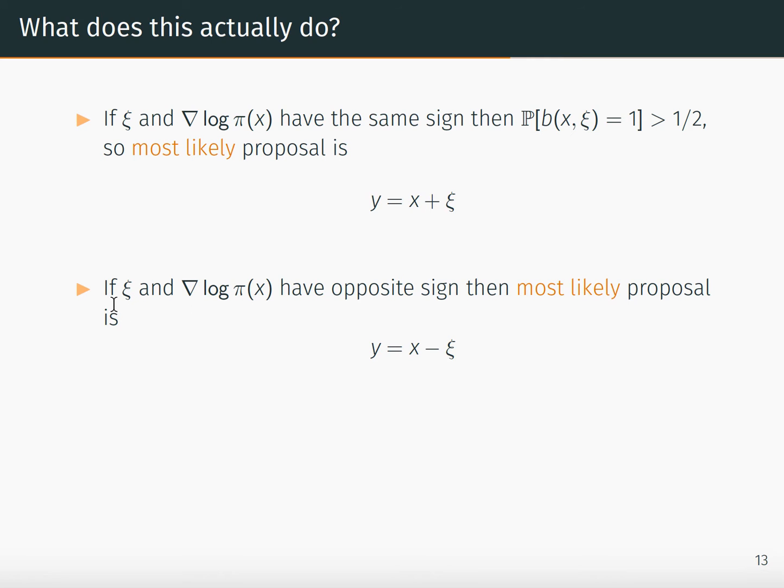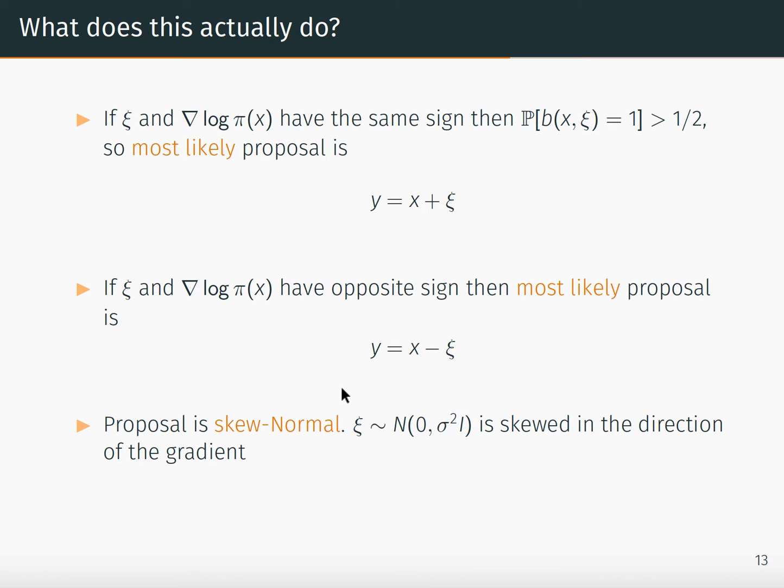So you're going to move uphill. Similarly, if they have the opposite sign, so if xi turns out to be telling you to go in a downhill direction, i.e. contrary to the gradient, then b is going to be more than likely -1, right? So you could still go in that direction. Of course, you need some kind of stochasticity, but the probability of b being -1 is going to be greater than 1/2. So you're more likely to go in this direction.